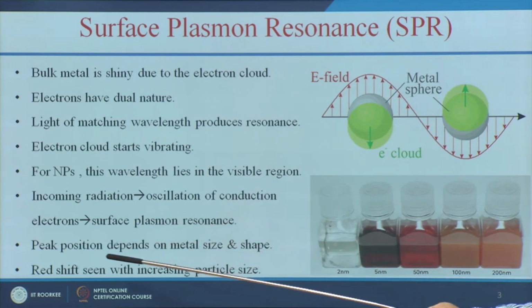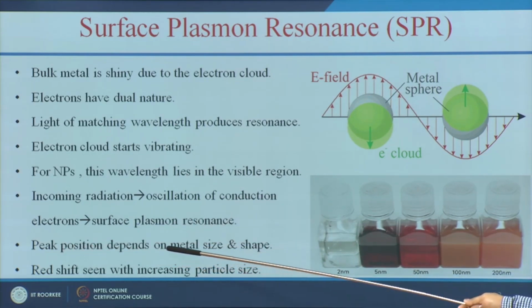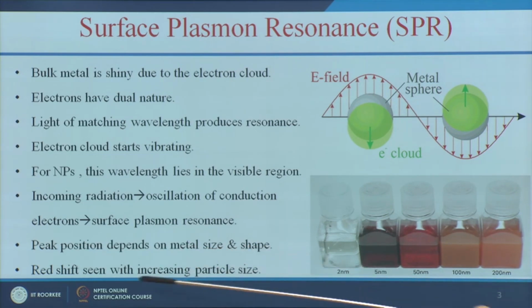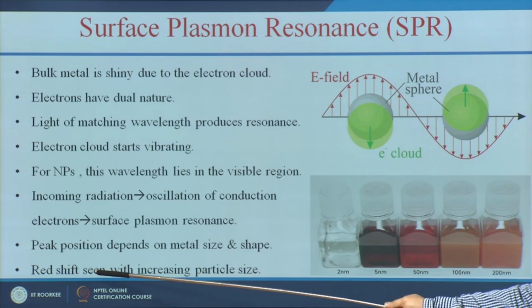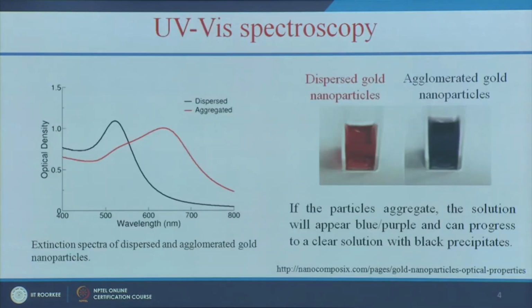When you study these metal nanoparticles under UV visible spectroscopy, you will get different kinds of peaks, depending on the size as well as the shape of the nanoparticle, and there will be a red shift with increase in the particle size.